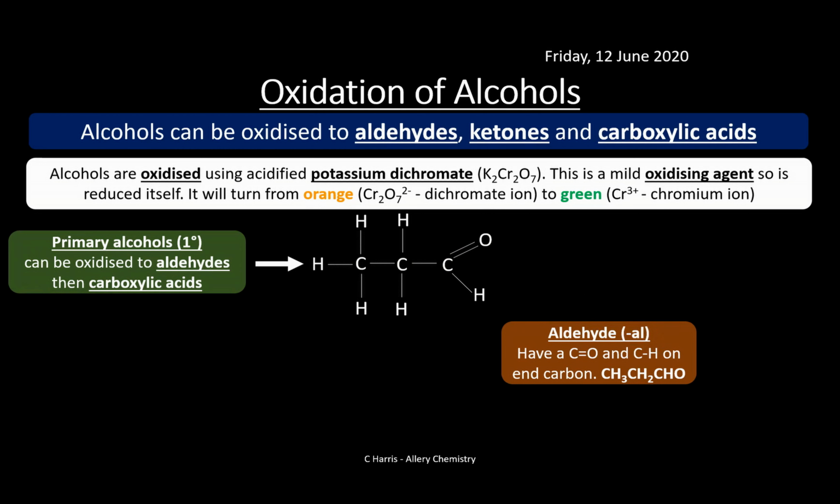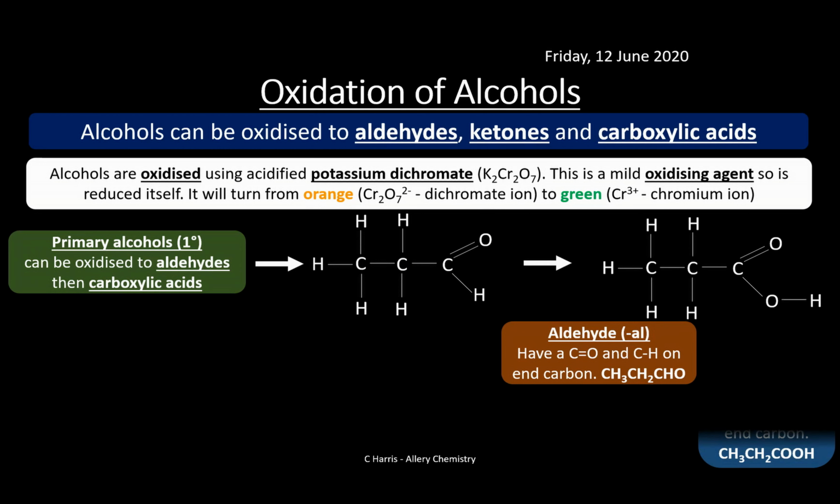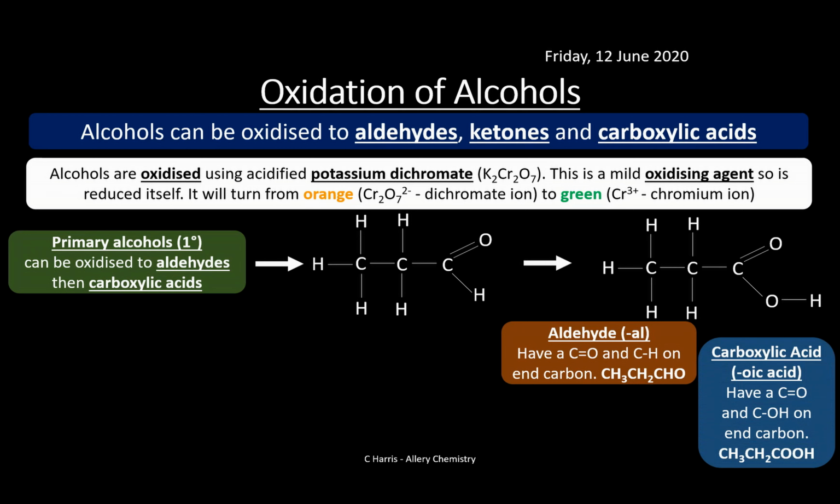This can be oxidized further to a carboxylic acid. In this case, this is propanoic acid. Carboxylic acids have this carbonyl group here, and they have an OH group attached to it too. So this is called a carboxylic acid. Primary alcohols can be oxidized to an aldehyde, then to a carboxylic acid.